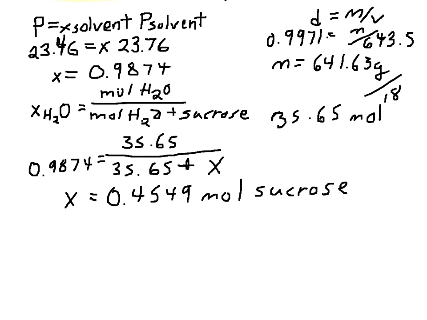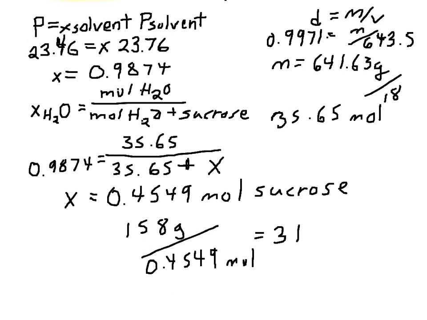Now in the problem, it gave us the mass of sucrose that we're using, 158 grams. And since we have moles of sucrose, and we know molar mass is grams per mole, we can take grams, divide it by moles, and we get the molar mass of sucrose. Now, when I did this, I got about 347. I think the real answer is about 342. So either I rounded wrong or made a little mistake in my math, or maybe it's supposed to be a little off. I'm not sure. But this is the answer I came up with.